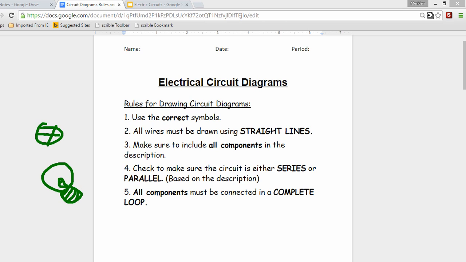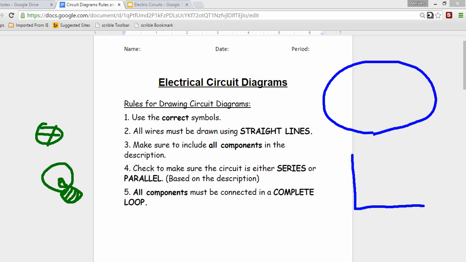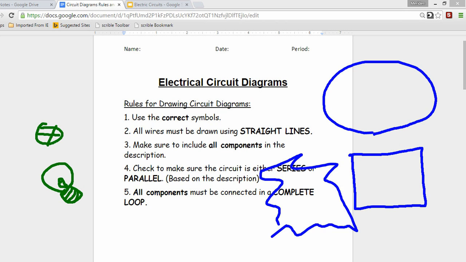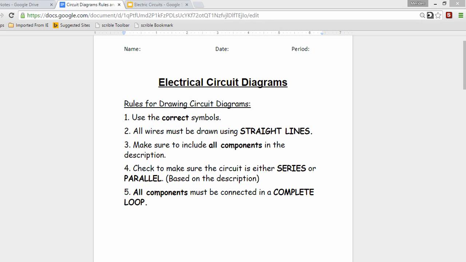All the wires must be drawn using straight lines. So when we're drawing a circuit diagram, your circuit diagram is not going to look like an actual circle. It's going to look as close as possible to a square as you can. Every line is going to be straight. This does not mean you need to use a ruler. Just please take your time. I don't want to see this. That is just laziness. You can draw what's pretty close to a straight line.